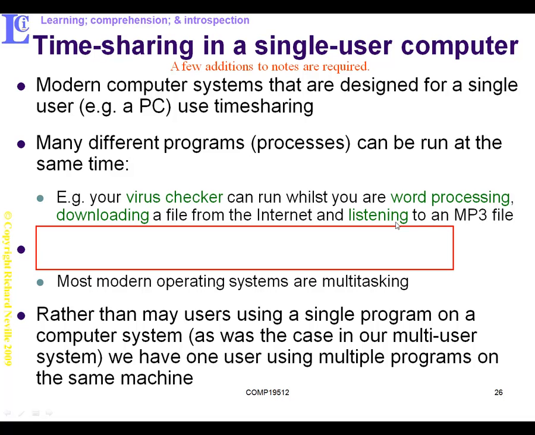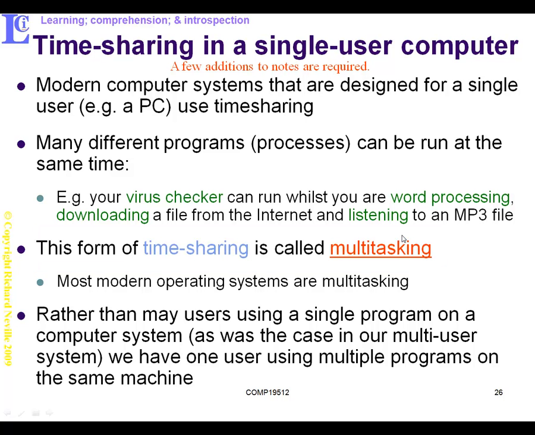So what is this called? This is called time sharing. In this type of system where there's a single user, it's called multitasking. So multitasking is this idea of switching between different tasks and time sharing the CPU. Modern operating systems like Unix, Linux and Windows actually do this.